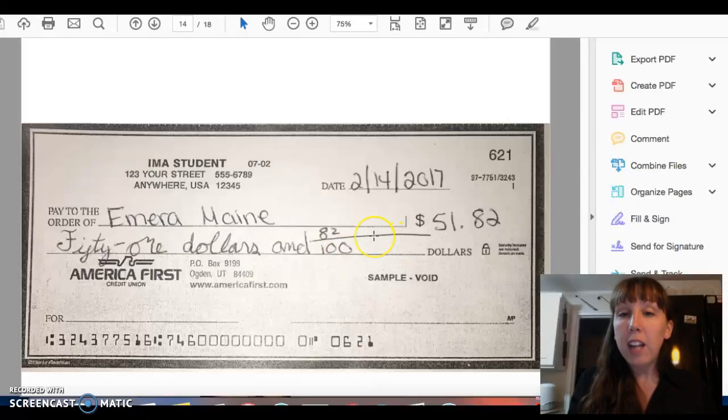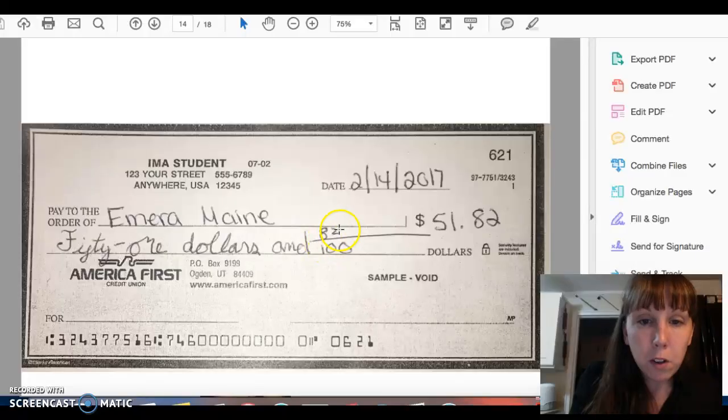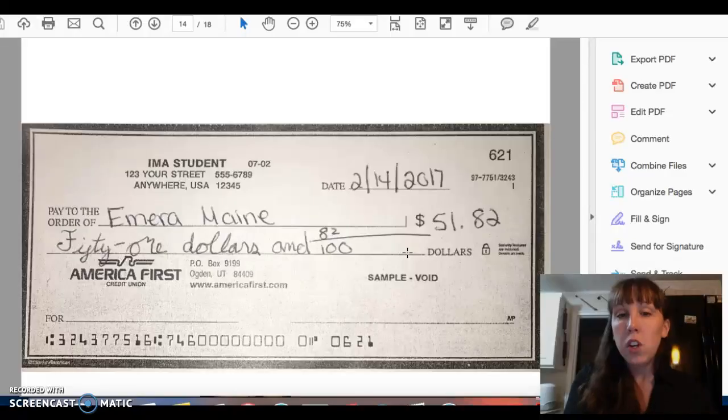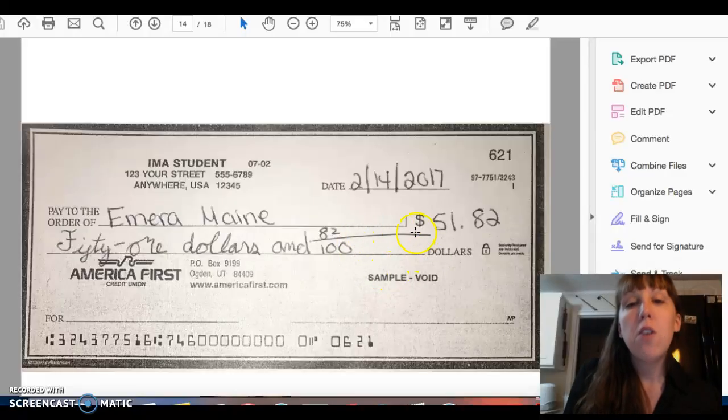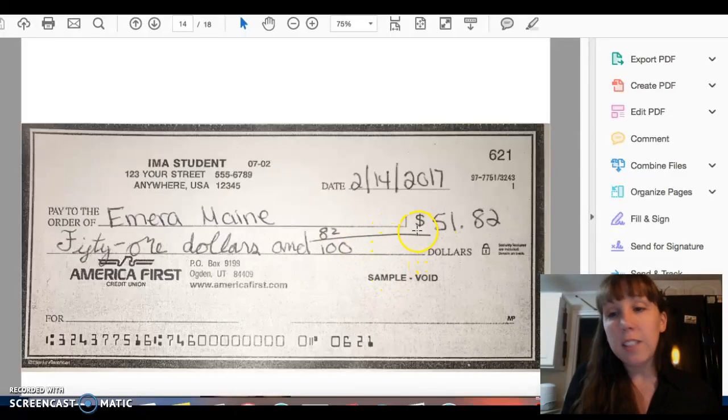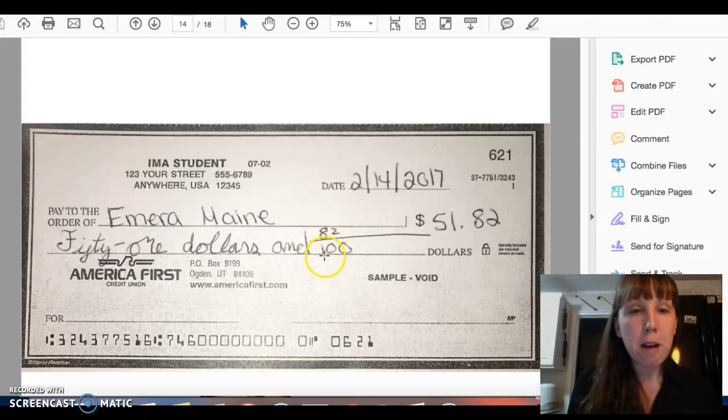Now, if you had 0 cents, as in nothing, you would just have 0 over 100 with the line. And putting this line here prevents someone else from writing some other amount in there. So, this is how we would write the amount on the amount line.